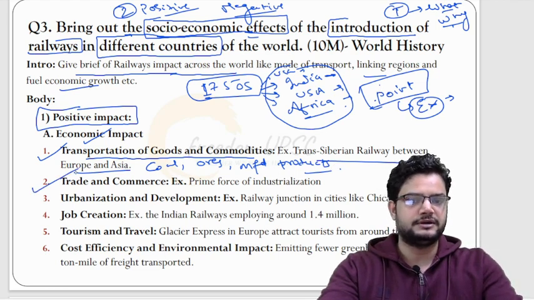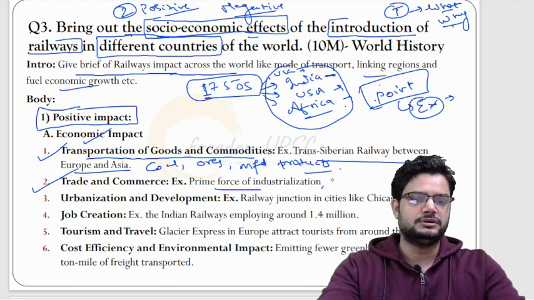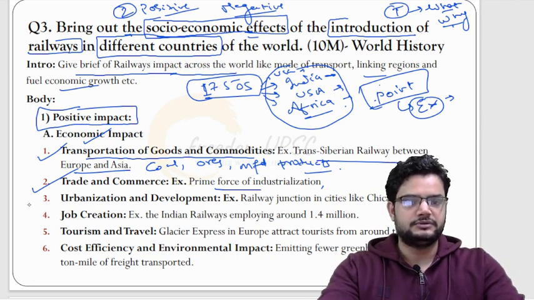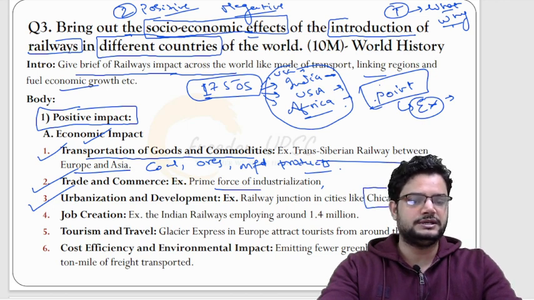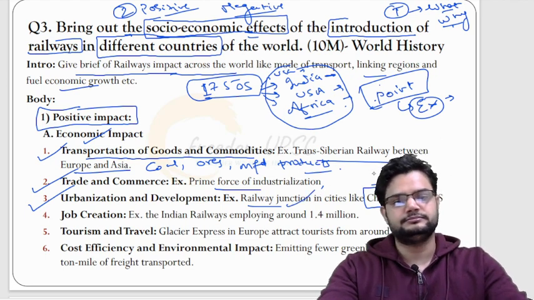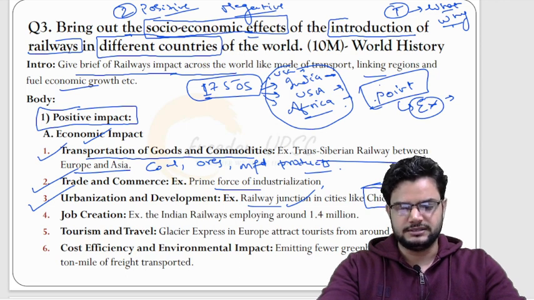Then coming to the second part, which is trade and commerce, it increases trade and commerce. You can say that it was the second phase of industrialization, based upon the railways. Okay, first was engines, the second was railways, due to the efficient and effective mode of transportation. Then coming to urbanization and development, you can give an example of how Chicago city in the US was developed because it was a railway junction. So ores of various metals like iron came here and it led to the development of industries in Chicago.